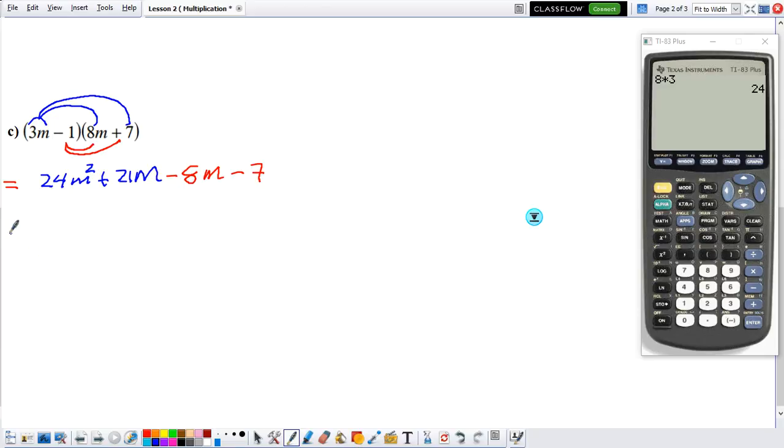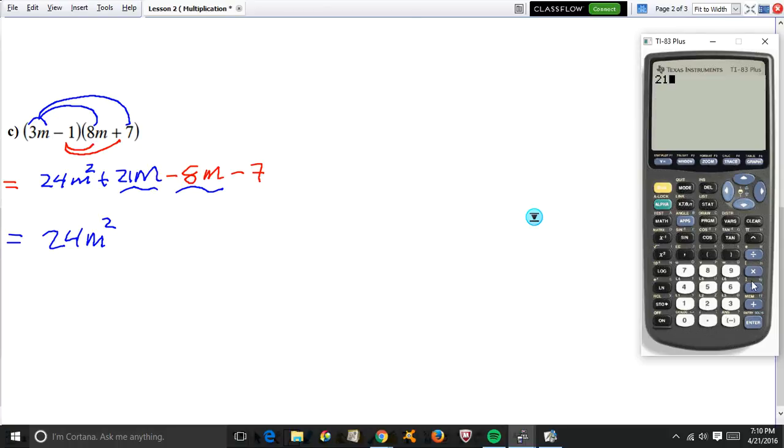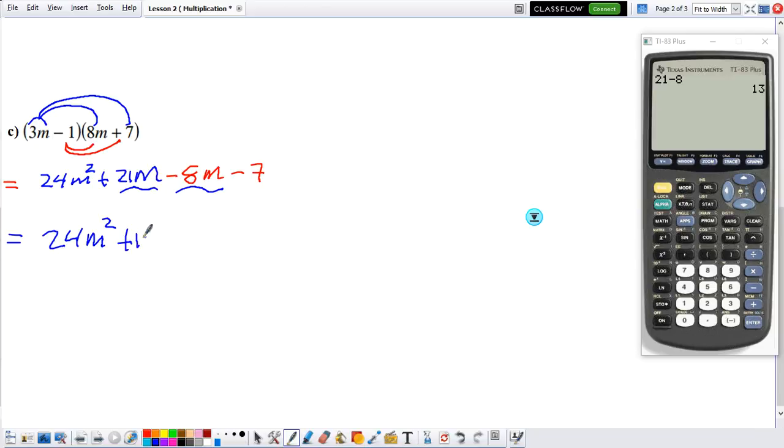So now, let's see. Are there any terms that I can combine? Well, let's go from highest exponent to lowest. There's nothing I can combine this m squared with, so I'll just rewrite it. I can combine these two m's: 21 minus 8. Let's figure that out. So 21 minus 8, we got positive 13m. There's nothing to combine with 7, so bring it down as our final answer. And there it is. That's your final answer.